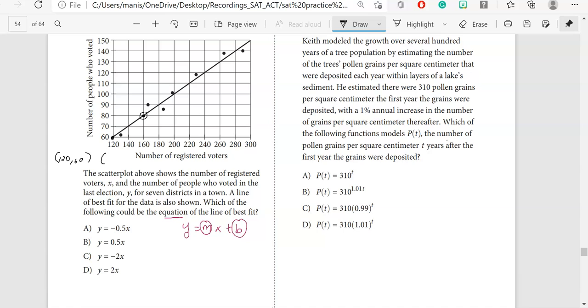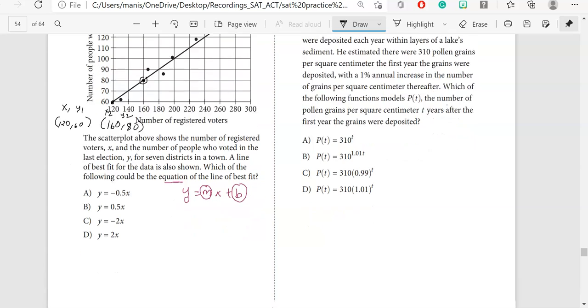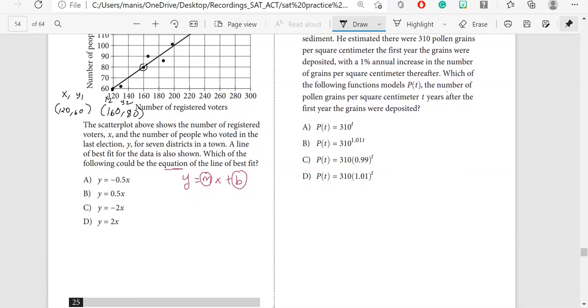So I have another set of points, 120, 60 and 160, 80. Okay, so this is my x1, this is my y1, this is my x2, this is my y2. So let me find first of all m. Let me move it a little bit up so I can have enough space to do this. So my m is over here.